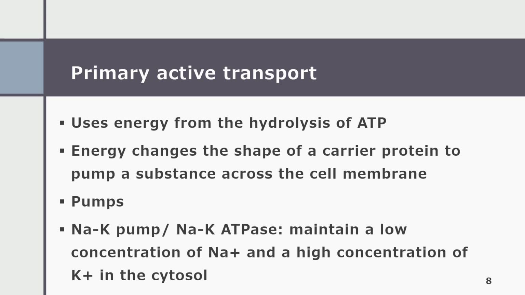Please note that earlier, when we talked about facilitated diffusion via carrier proteins, we did not talk about ATP, because that is a passive transport. It does not require energy, unlike primary active transport, which requires energy in the form of ATP. In active transport, you have two types: the use of pumps and the use of vesicles. An example of primary active transport is the sodium potassium pump, which is present in cells of the body.